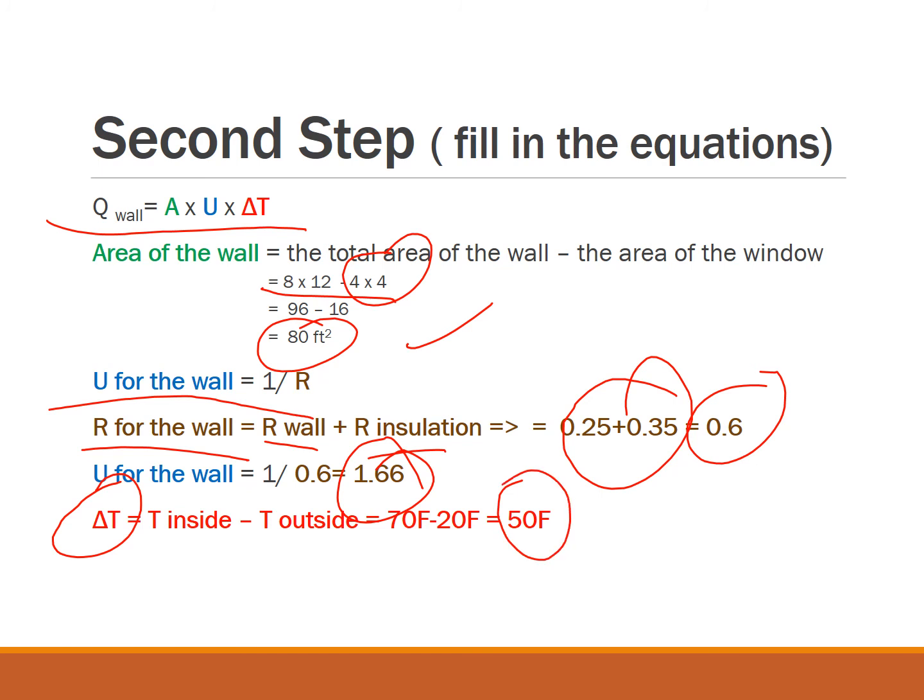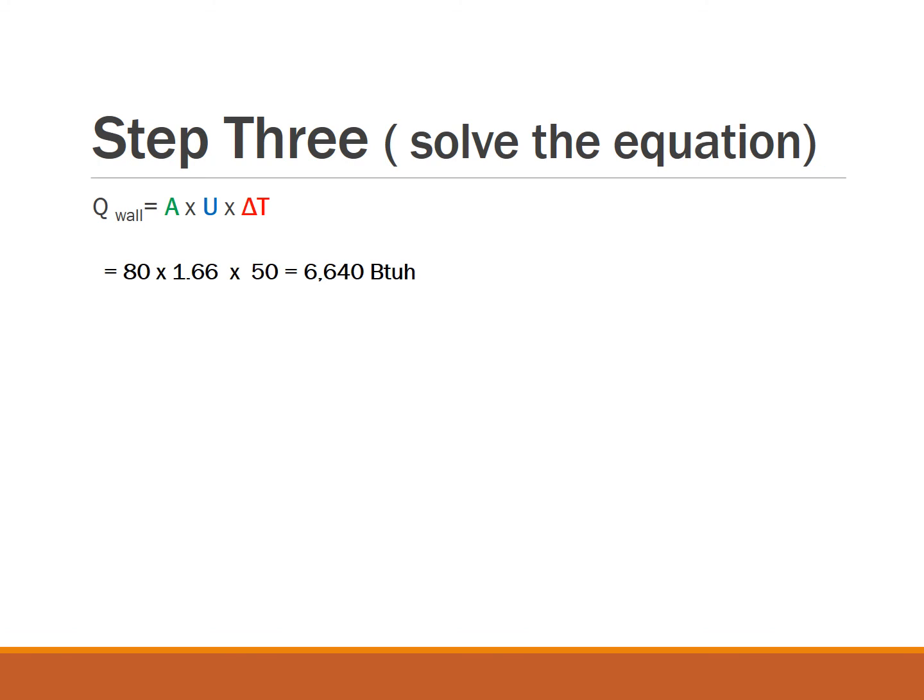If it was the other way around and you get a minus, then probably it's going to be cooling and the heat will be gained more than lost. Okay, moving on. Step 3, we'll fill in the blanks in the equation. We get the area, we get the U factor, we get the delta T, and this is my BTU per hour.